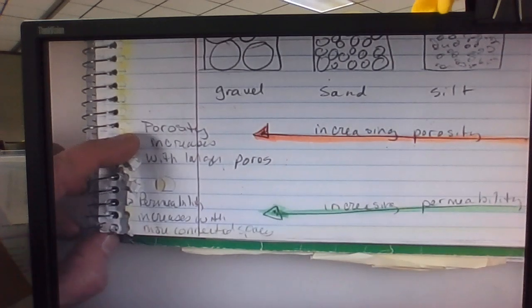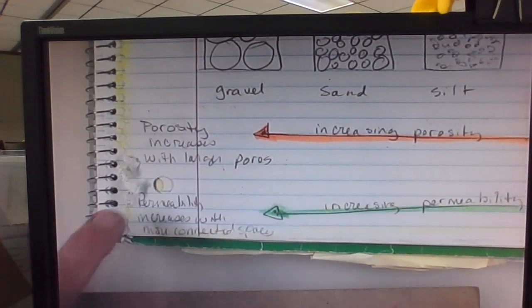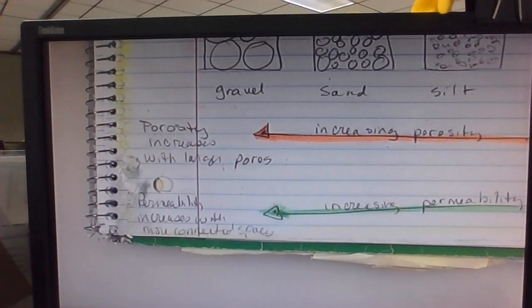Porosity increases with larger pores. Permeability increases with more connected spaces.